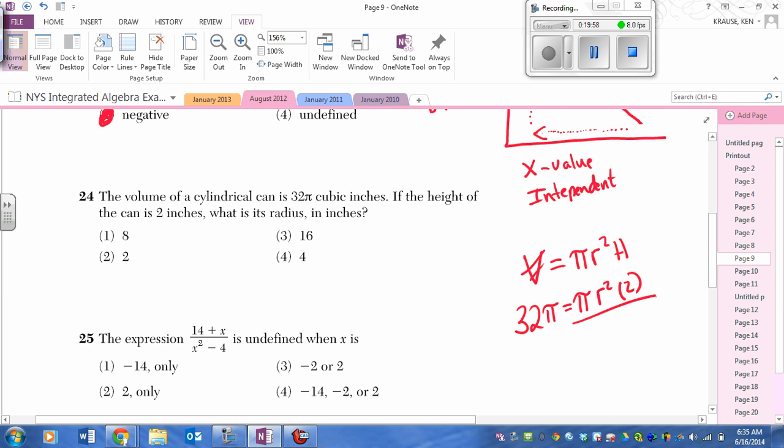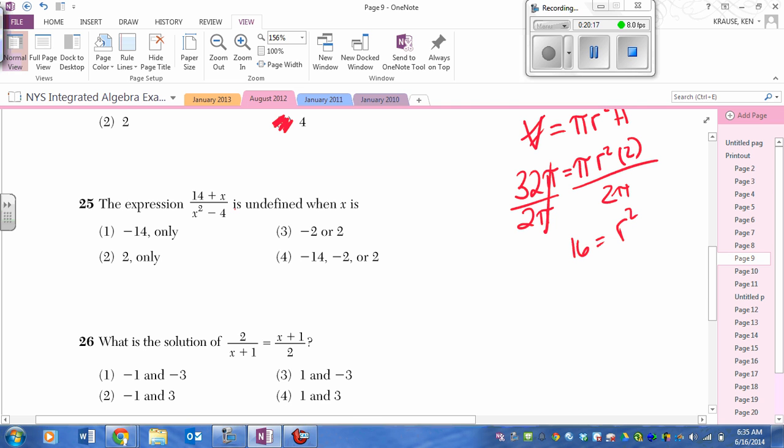Well, in order to get r squared by itself, you just divide by 2 pi. The pi's cancel. This turned out to be 16, so r squared equals 16, or r equals 4. Now this is another formula that's on your formula sheet, and you should be able to do that. Okay.